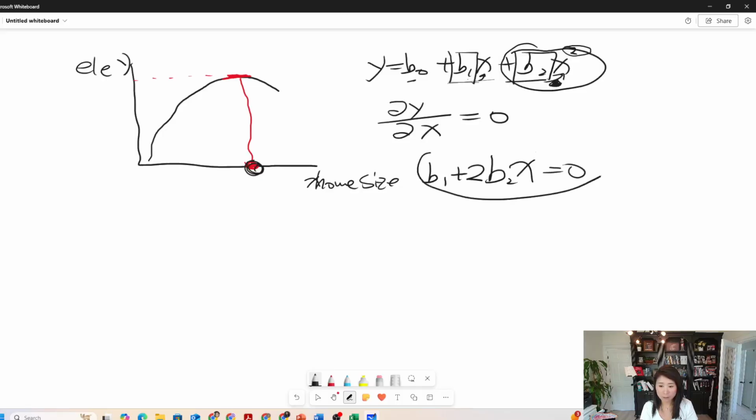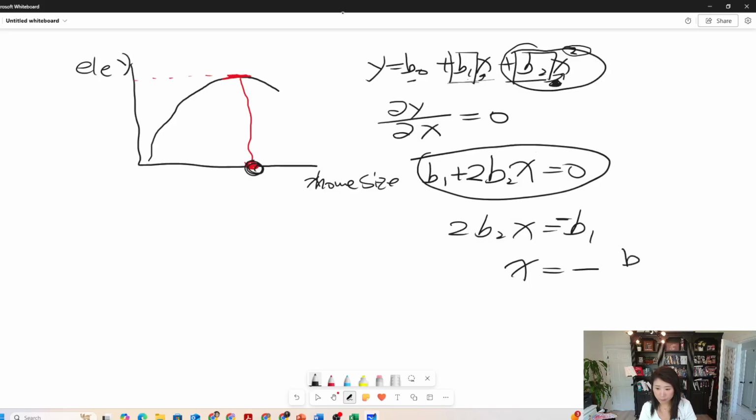So solving this equation allows us to identify the value of x that maximizes the value of y. Okay, so now we move b2x around and set it equal to b1. And x will, oh sorry, this is negative, right? Negative. So x will equal negative b1 divided by 2 times b2.